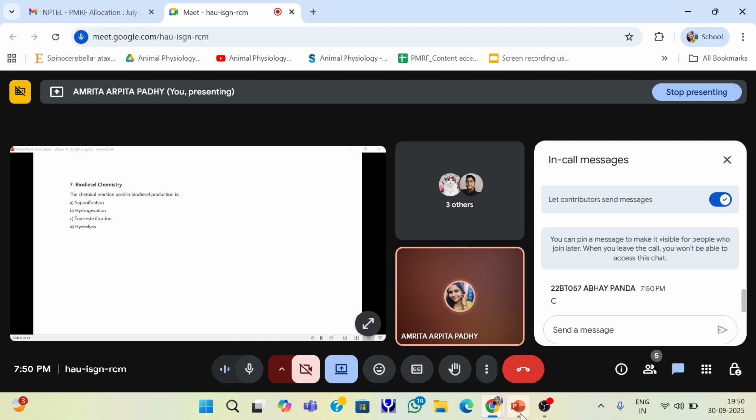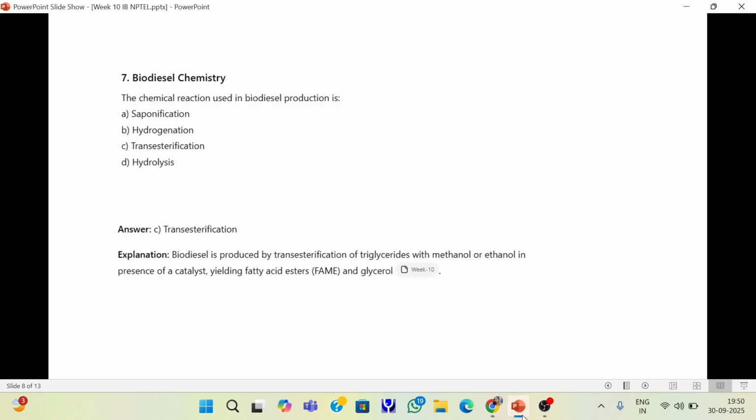Okay, let's see what is the correct answer to this question. It is C, transesterification. So the biodiesel is produced by transesterification of triglycerides with methanol or ethanol in the presence of a catalyst, yielding fatty acid esters and glycerol. So the biodiesel is produced by the chemical reaction called transesterification.